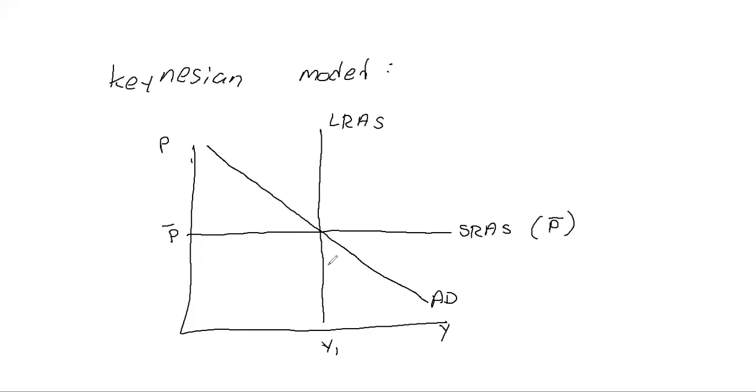Okay, so shifting the AS curve, or the aggregate supply curve, there's only a few things that will actually shift it. The first is productivity changes.